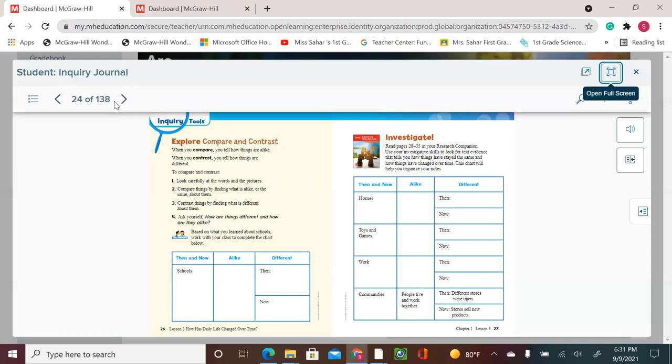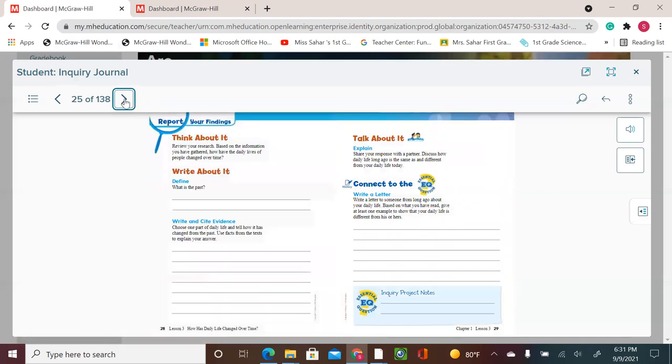All right, let's go to the next page. Page 28 and 29. All right, review your research. We can go back, watch the video one more time, and see the difference between work, how children did work, the difference between toys and games, how school looked, and the difference between homes, and answer these questions. For example, this is one of the words we covered in the beginning: what is the past? Past is a time that happened before, something that happened before now. So that's the past.